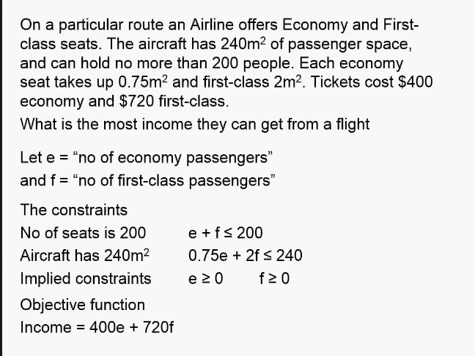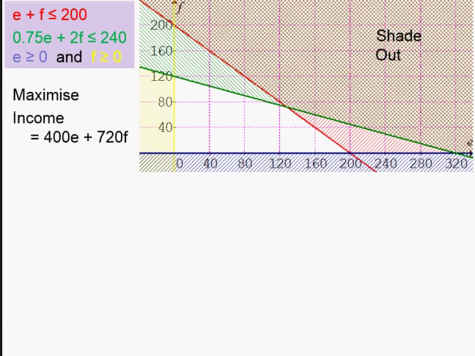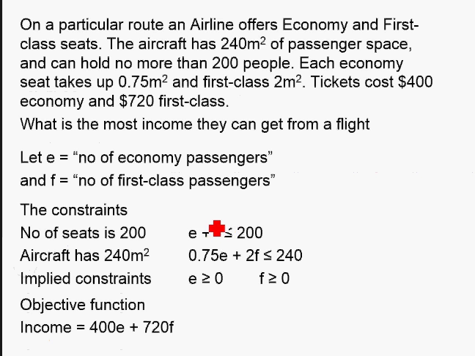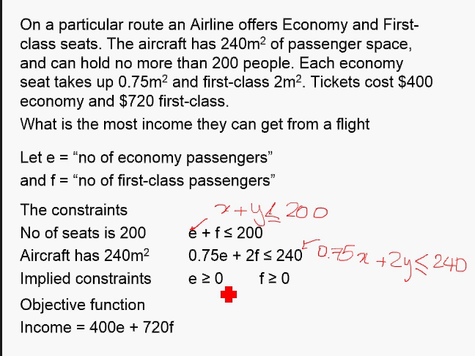When we are writing the equation, this is okay, but when we are going to put this in Geogebra, we will have to change the E and the F to X and Y. For example, this equation could become x + y ≤ 200, and this equation could become 0.75x + 2y ≤ 240, and x ≥ 0 and y ≥ 0.